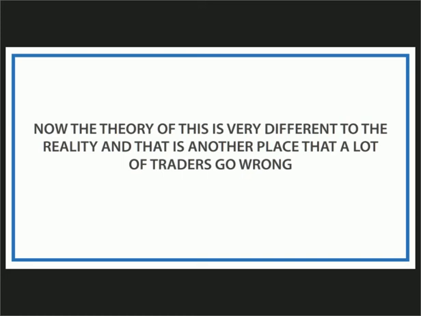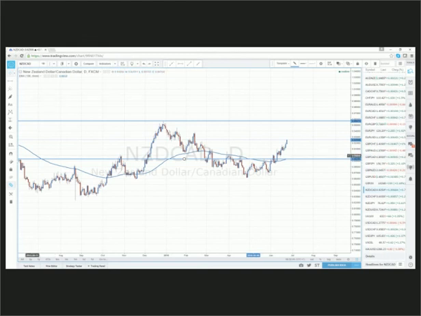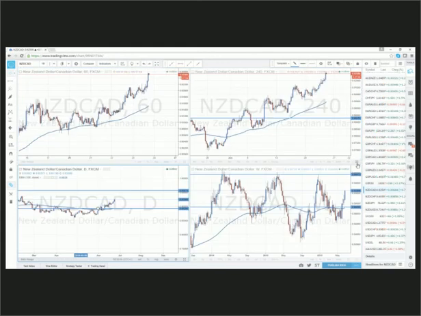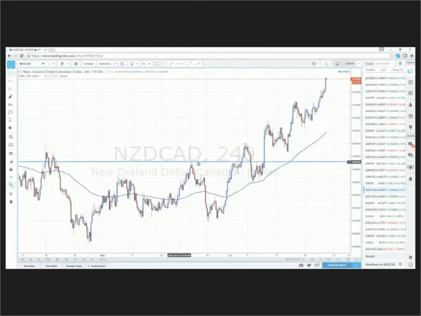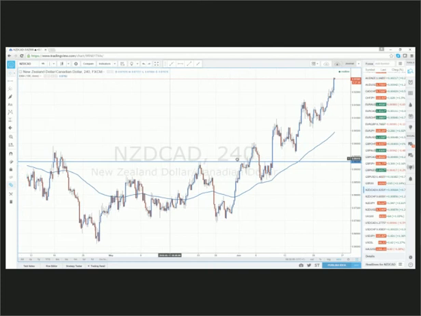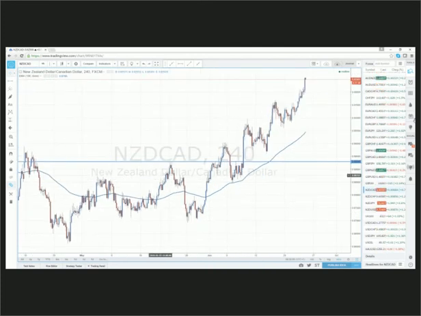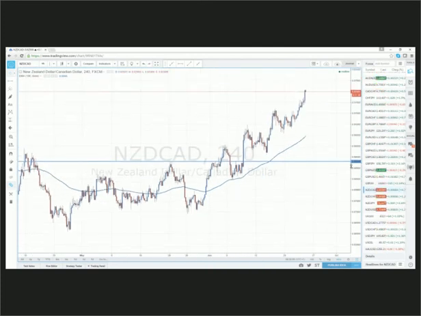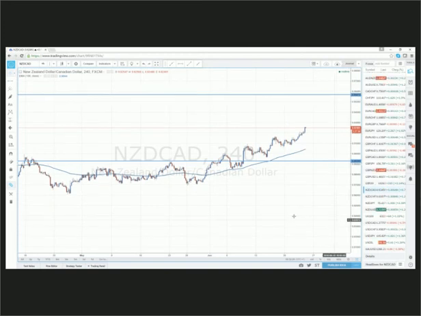So let's jump back across to the charts and talk about how you can look to enter your trades once you've identified the opportunities. Since we're on the New Zealand CAD, let's use that as an example. We identified this high here. Once the market broke through that high, we're then looking for opportunities to buy the market.